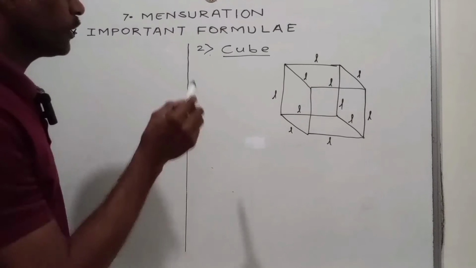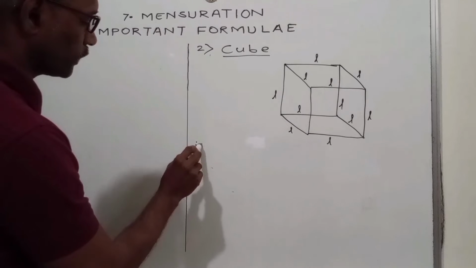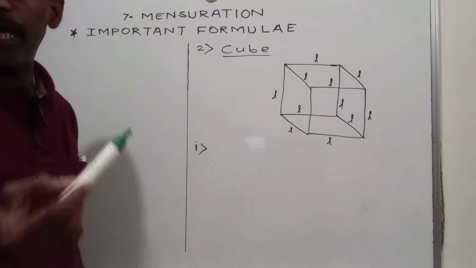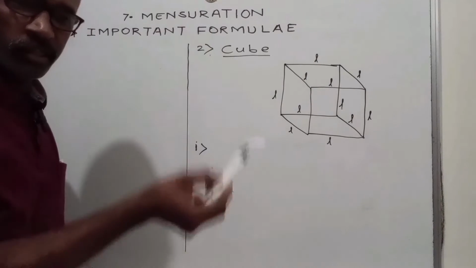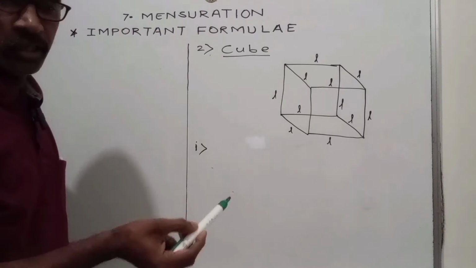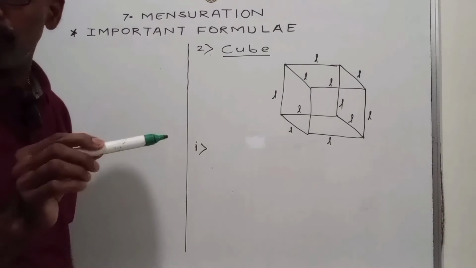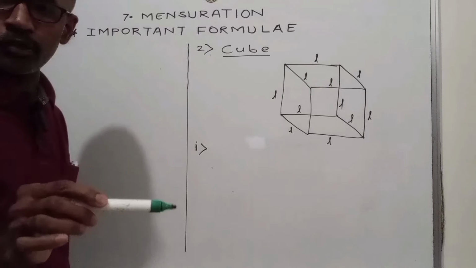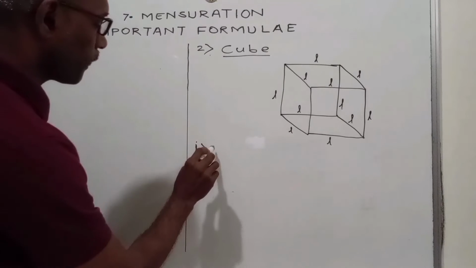Did you get it? Therefore, first formula. What is first formula? That is lateral area. Lateral area means area of vertical faces, or we also say lateral surface area. Okay.